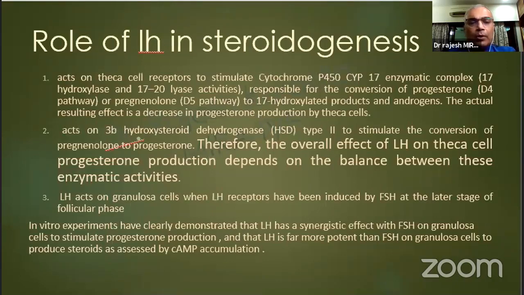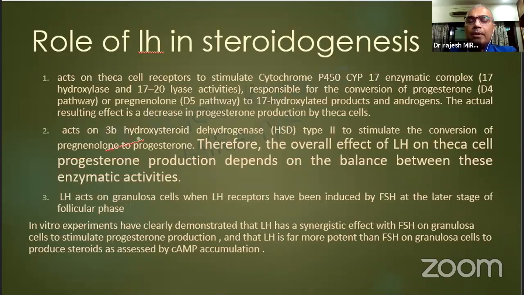The LH plays a dual role in progesterone synthesis and conversion to metabolites having androgenic activity. So let us go into a little depth, which is absolutely necessary if you really want to understand the effect of LH on progesterone. The LH acts on theca cell receptors to stimulate the cytochrome P450 CYP17 enzymatic complex, which is responsible for conversion of progesterone by the delta 4 pathway or pregnenolone by the delta 5 pathway to 17-hydroxylated products and androgen. The actual resulting effect is a decrease in progesterone production by the theca cell.